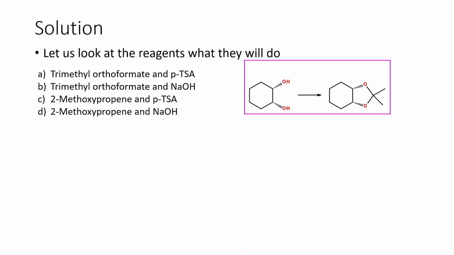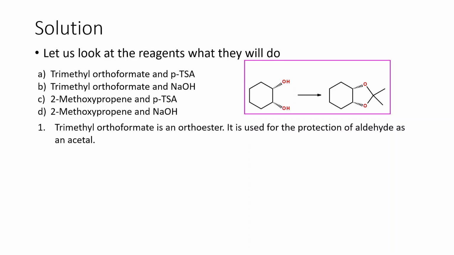If we carefully look at the reagents used in this reaction, the first one is trimethyl orthoformate. This is nothing but an orthoester, and it is generally used for the protection of aldehydes as an acetal group. So trimethyl orthoformate can only protect an aldehyde, not a ketone. But we have here 2 hydroxy units. So we can easily rule out the first reagent. Trimethyl orthoformate is not the reagent for this particular transformation.